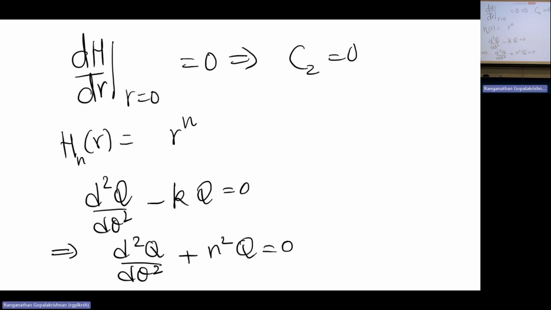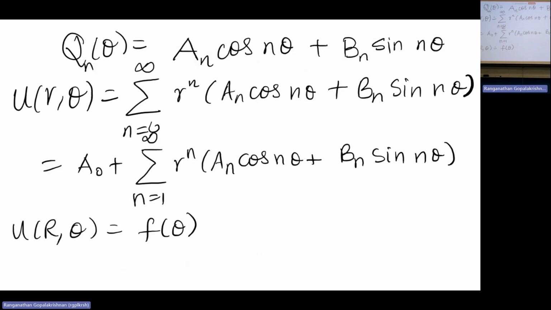So we have h of r. Now that you know that k takes these values minus n squared, you can then solve for q, which will get you trigonometric functions, which you can write out as the complete solution for u as the product of h and q from n equals 0 to infinity. And you can write it in this form, in the form of a regular Fourier series. And then the boundary condition specified on the circle, which is a function of only theta because it's on the circle, can be used to evaluate the constants. Okay.